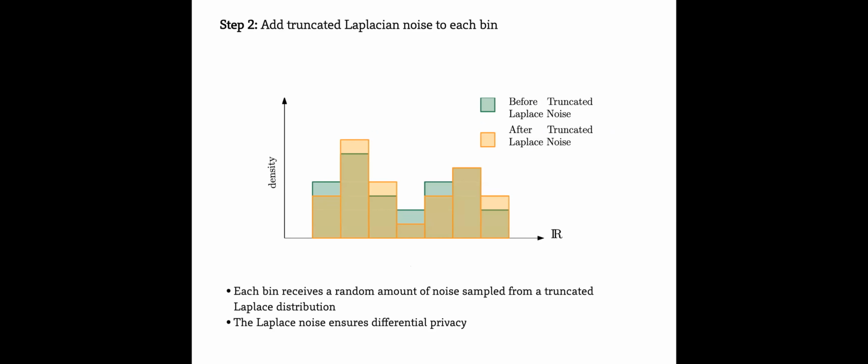Okay, step 2 is that we want to add privacy to these bins. And so what we do is we add truncated Laplacian noise to the counter in each bin. So each bin receives a random amount of noise, and this is what is going to ensure differential privacy.